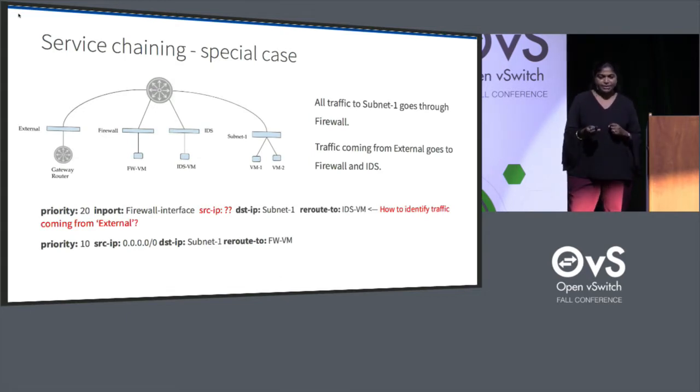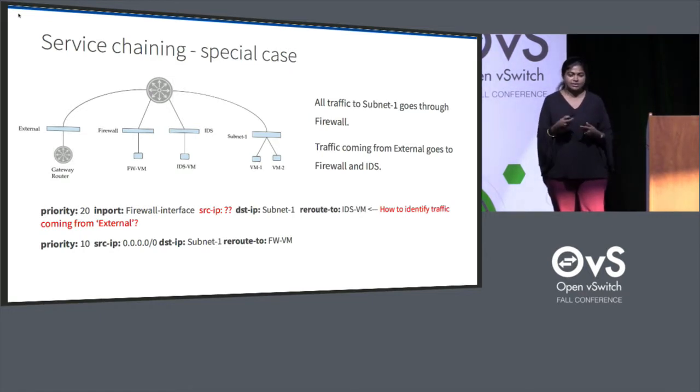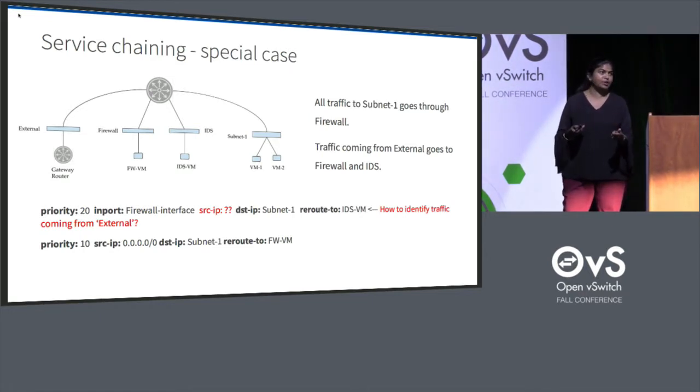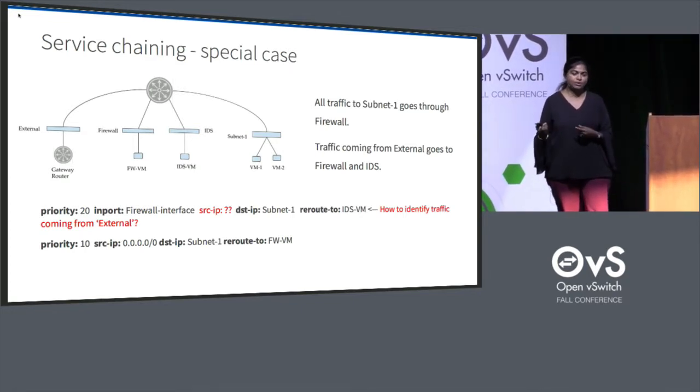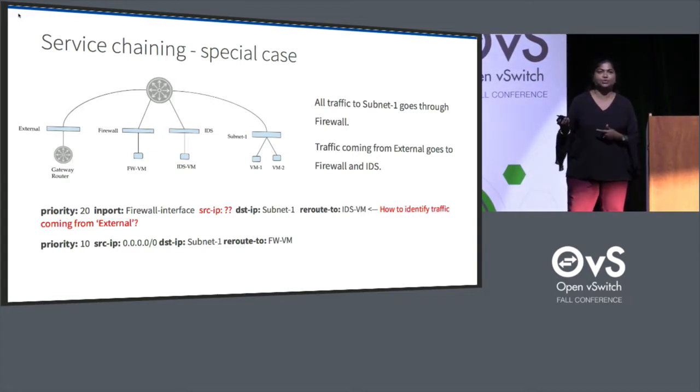To make that happen, how can I configure the policies? Of course, the first policy is straightforward, the policy with priority 10, where I'm saying source IP 0.0.0.0/0, and destination is subnet 1, reroute to firewall VM. That is, all traffic has to go to firewall VM.